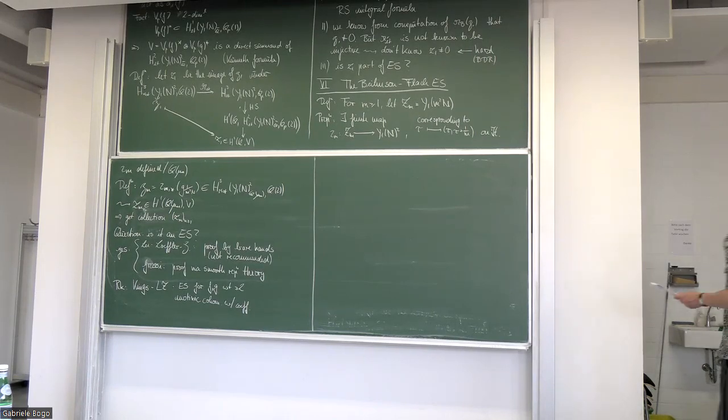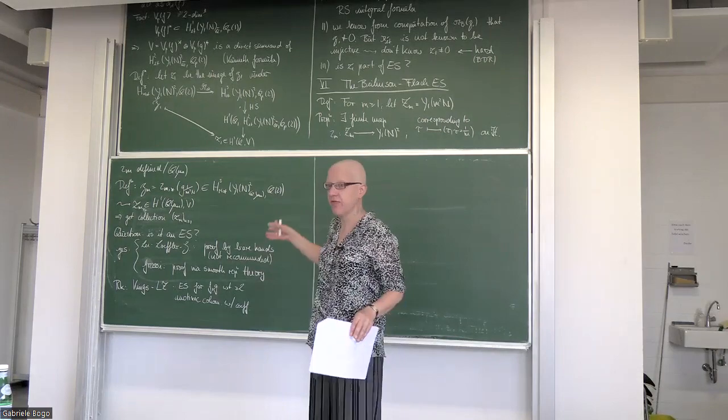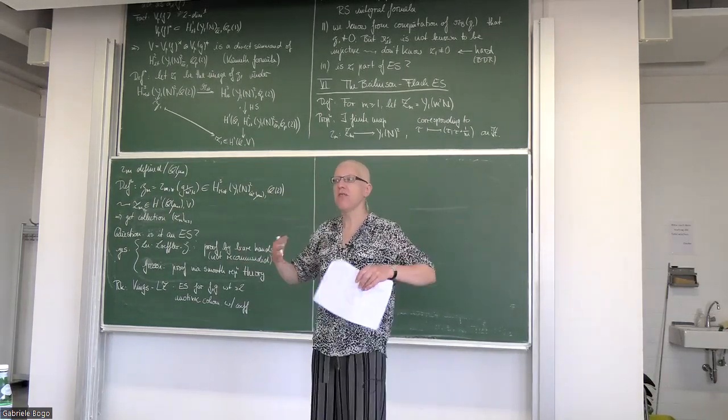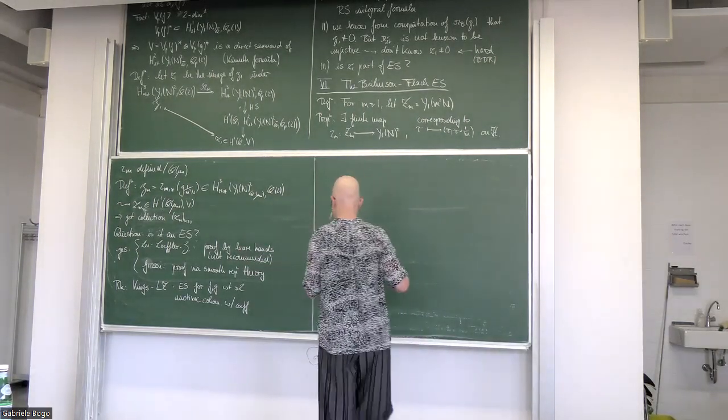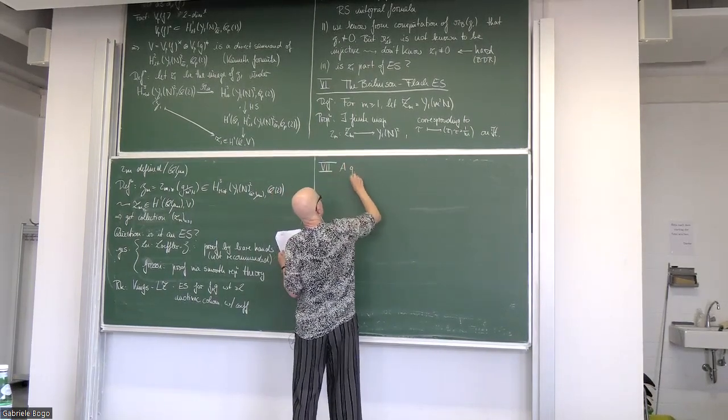Okay, so what do we learn from this? Let us now try and extract from this construction the general ideas for constructing an Euler system. So, a general strategy.